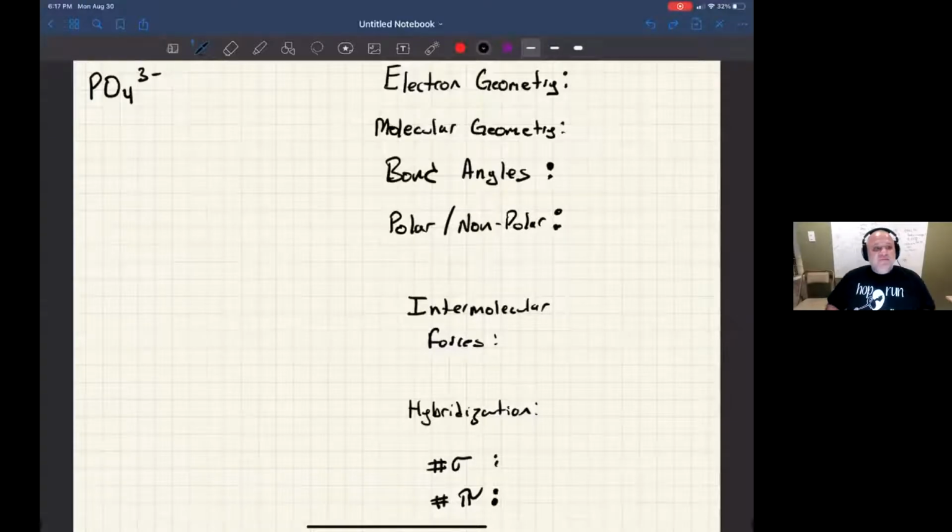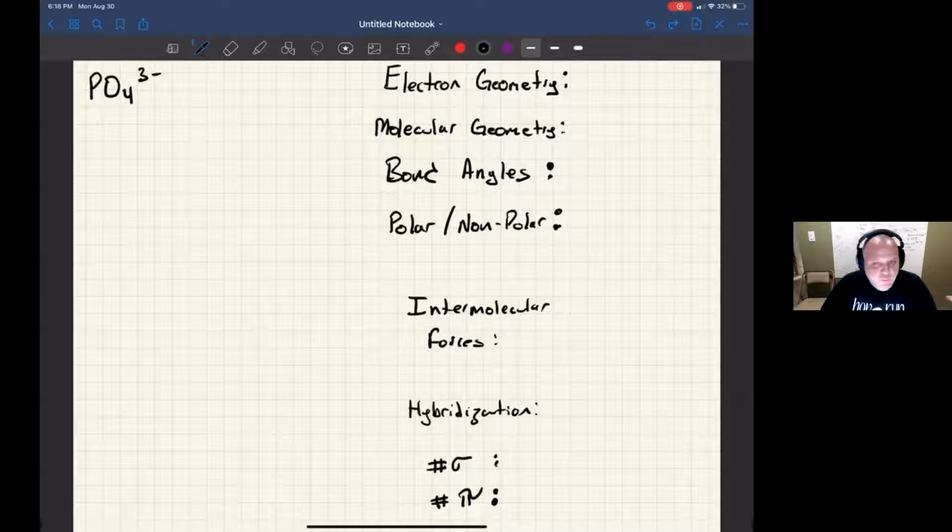All right, we got a tough one here. Phosphate, PO4 3 minus. We need to figure out the Lewis structure and these molecular properties. So before we can figure out any of these geometric properties, we need to get this Lewis structure down. So I'm going to keep plugging along in the way that I always have with Lewis structures.